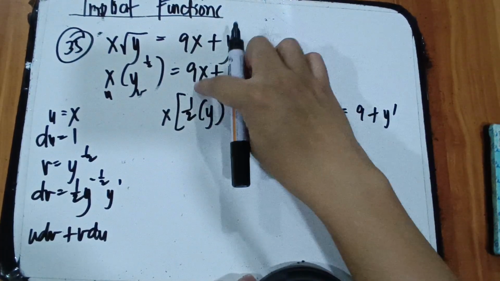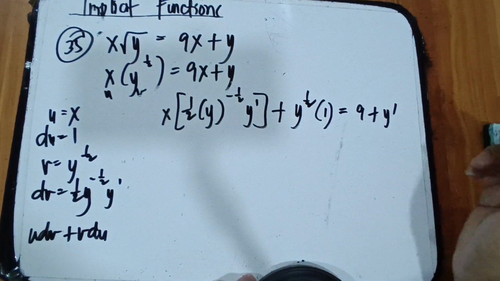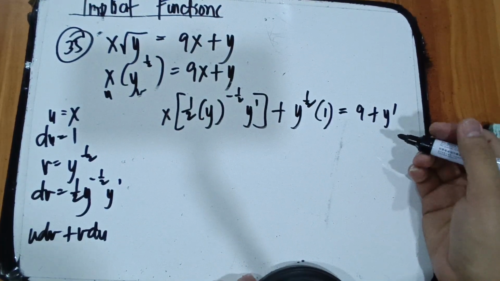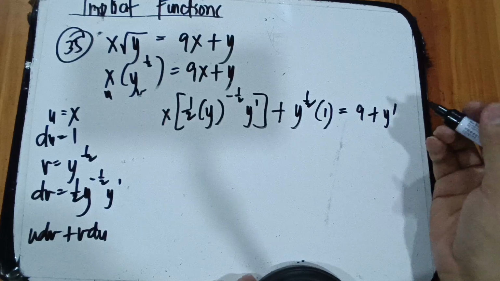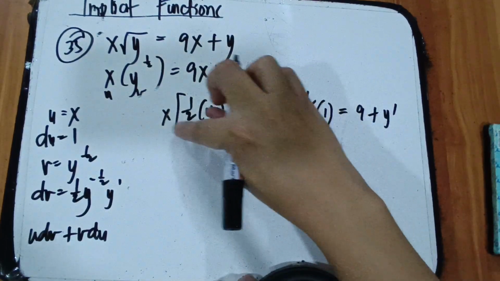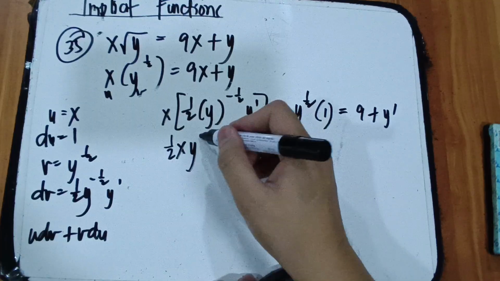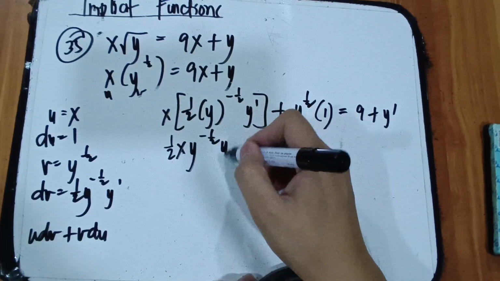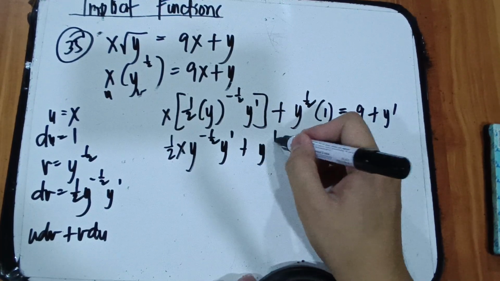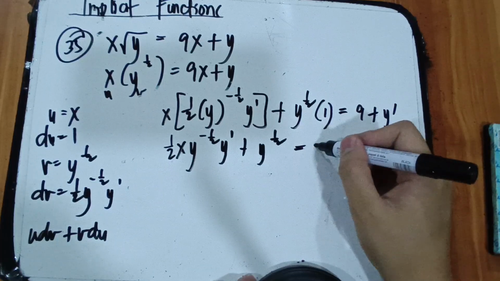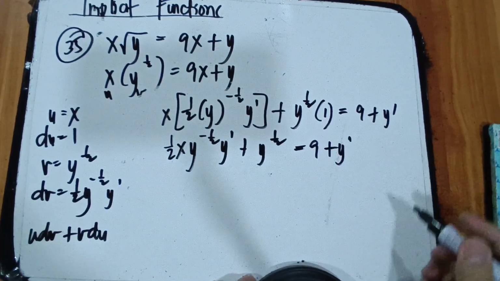Diba? Derivative of 9x is 9. Derivative of y is y prime. Then, simplify lang natin. Ito, single term lang naman to guys. I-multiply lang natin dito sa x. Para malinaw siyang makita. Tanggalin ko na yung 1 dito. This is simply 9 plus y prime.